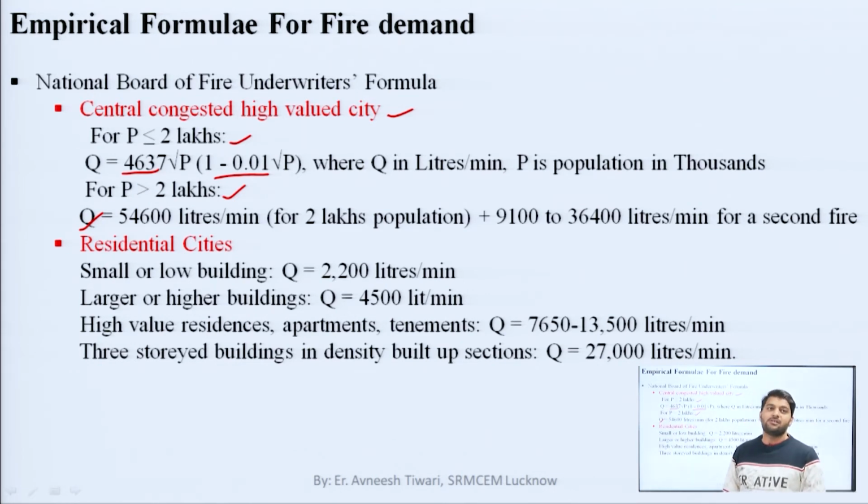And in residential cities, for small or low buildings, Q will be 2200 liters per minute. For larger or higher buildings, Q will be 4500 liters per minute. For high value residence apartments, Q will be 7650 to 13,500, and for 3-storied buildings in dense built-up sections, Q will be 27,000 liters per minute. So these are the values which we will include in fire demand at the time of designing.